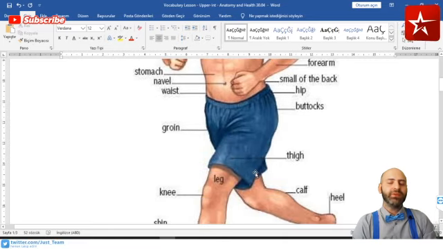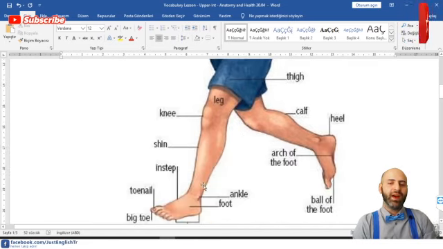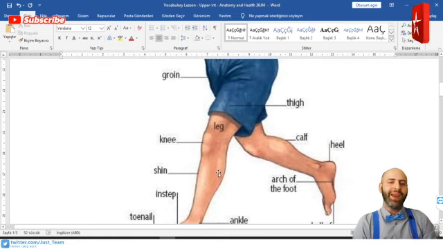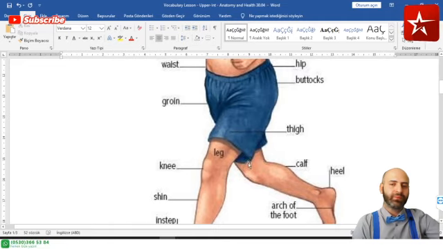And then we move to our legs. Leg is the whole thing. Starting from here until here, it is leg. But on the leg, we have different parts. The upper part of our leg is called thigh. Then we have knee. This is where you can move your leg and you can close or open it.